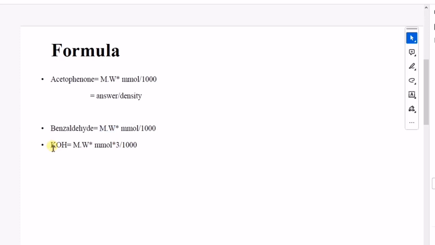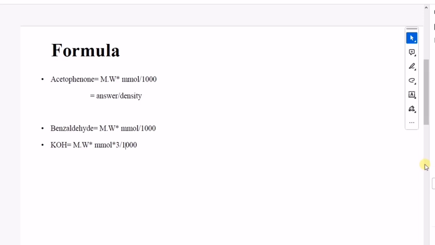And for the use of base, we use this formula: multiply molecular weight with millimole, and we use base 3 times more than that of reactants. For this purpose we multiply it with 3 and divide by 1000.